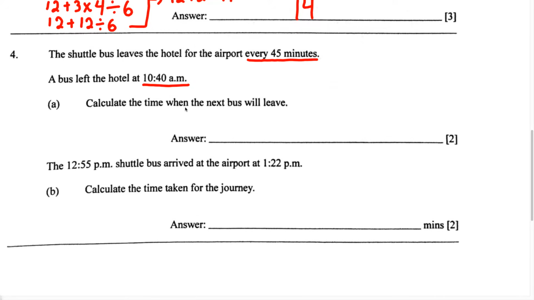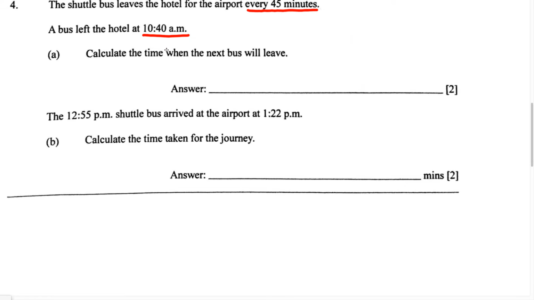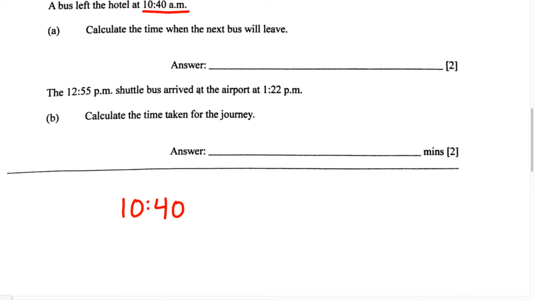Now, if you're good with time, you can just figure this out. But if you have trouble, let's do it with the math. Anytime you're adding time, I suggest you always convert the 12-hour clock to the 24-hour clock. 10:40 a.m. in the 24-hour clock is just going to be 10:40. We just wouldn't write a.m. Now we're going to add 45 minutes to this, so we can say plus 45 minutes. This is the hours, and this is the minutes.